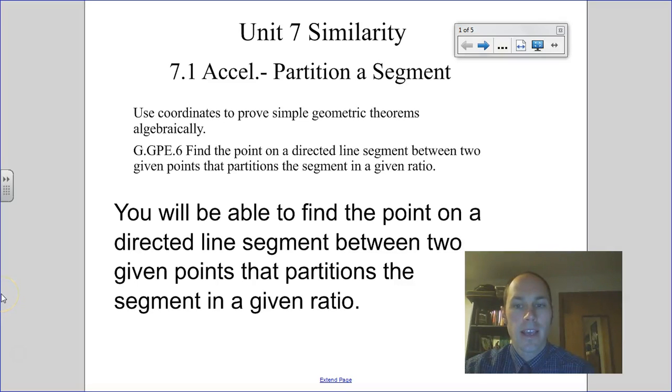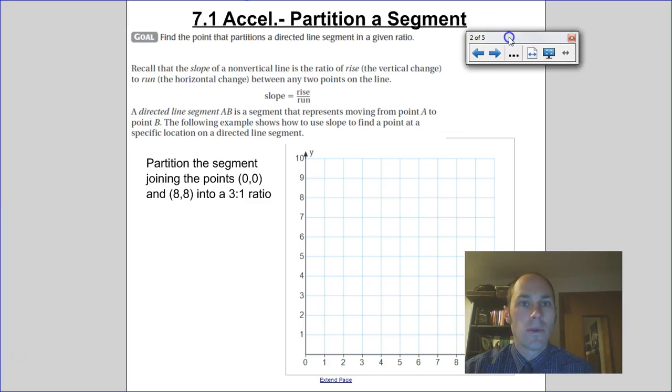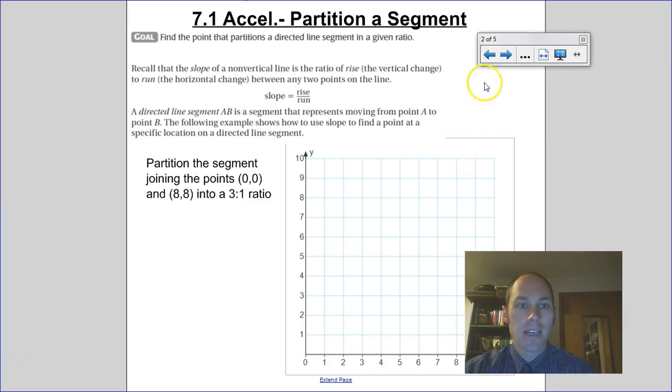Alright, so we're going to take a look at something similar to dilation. We're going to look at a concept which is known as partitioning a segment. Partitioning a segment means breaking a segment apart into a given ratio. So what we're going to take a look at is taking a segment and a directed line segment, one that represents moving from point A to point B.